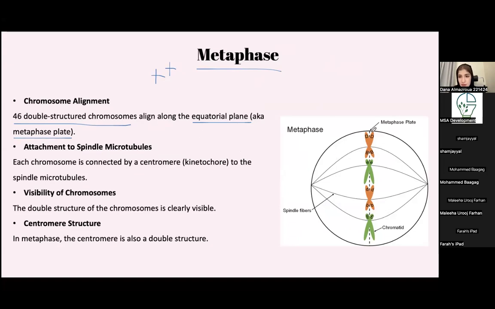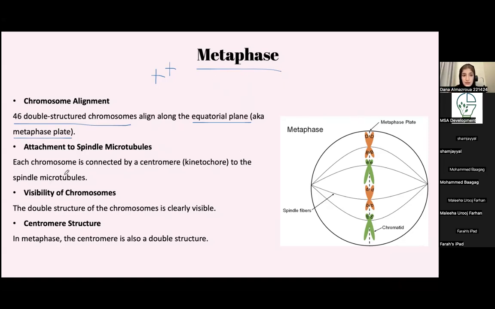Metaphase plate. Now, the metaphase plate is this imaginary plate that is present in the center of the cell. You see this dashed line in the center? This is what we call the metaphase plate, also known as the equatorial plane. Now, all these chromosomes would go and move towards the center. Okay, so they're all aligned in the center. This is what happens in metaphase.